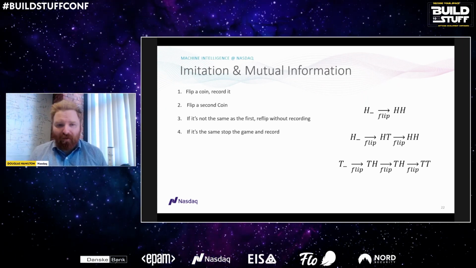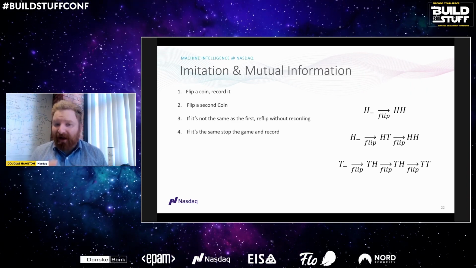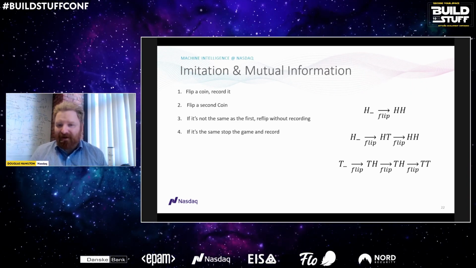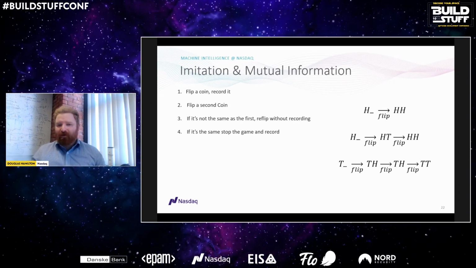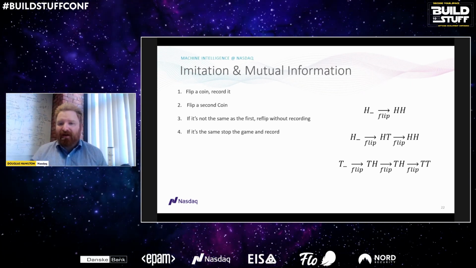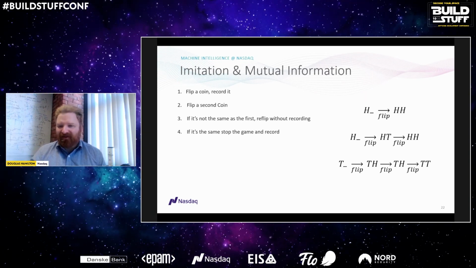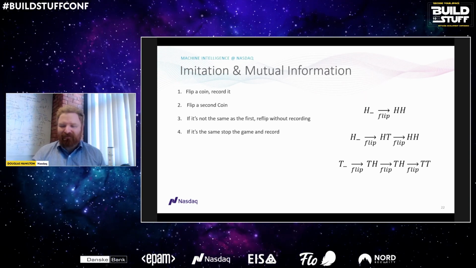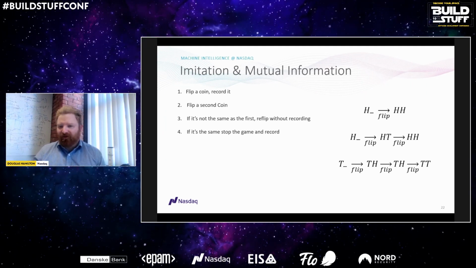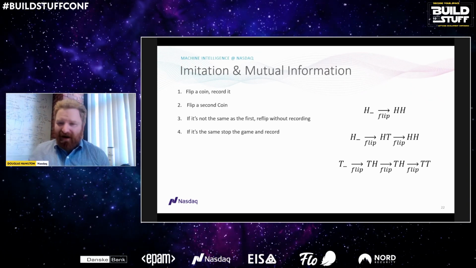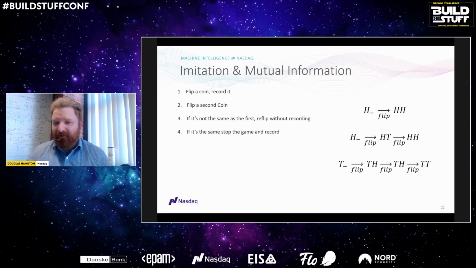What we're going to do is we're going to flip a coin, and we're going to record the coin. Then we're going to flip a second coin. If it's not the same as the first, keep flipping it without recording. And as soon as it's the same result as the first coin, record it and stop the game. On the right, we see a couple examples of flips of this game. You flip a heads, you get heads as your final state. You flip tails or heads, then your second flip is a tails, so you have to reflip and get heads, and so on and so forth. So you know that the final state of the game is always going to be two coins with the same exact outcome.